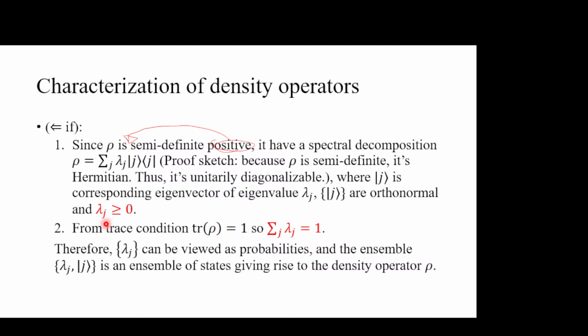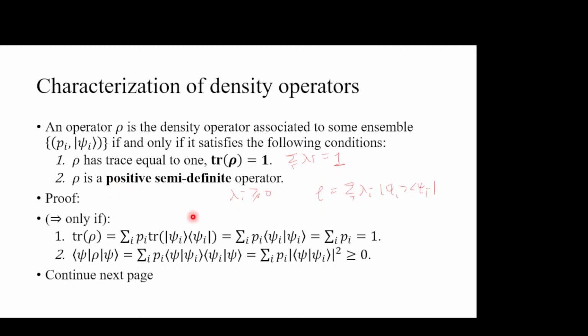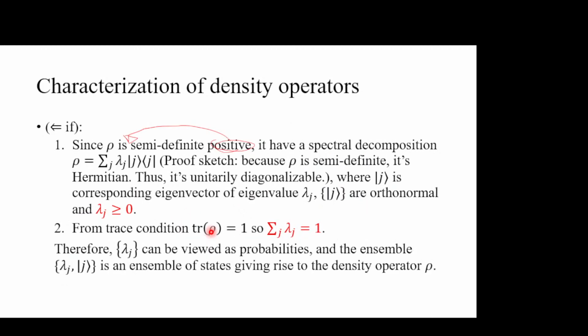Okay. And then from rho being PSD, all the lambda j are greater than or equal to 0, and from the trace condition, we have trace rho equal to 1. If you trace this thing, it's easy to see that. You see that when you trace over this thing, it's just summing over all the lambda j. So the sum over all lambda j equals 1.